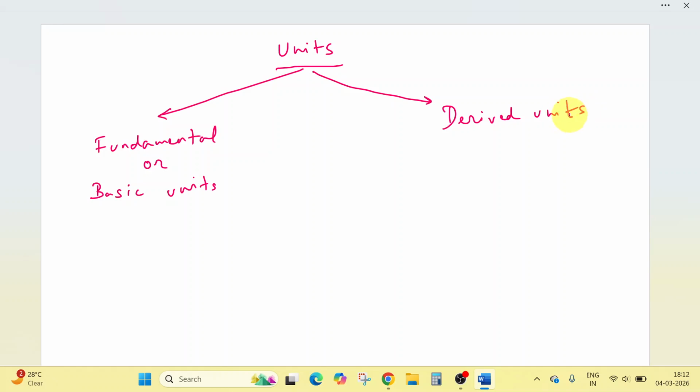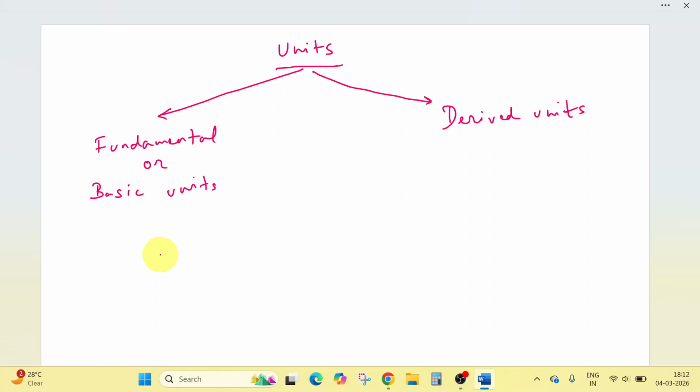Okay, derived units. Now, what are derived units? Derived units are those units which are derived from the fundamental or basic units. Matlab, from these units you derive them, and fundamental or basic units are not derived ones. They cannot be derived from any other unit. They are the original units. Derived units are not the original units. It is derived from the fundamental units.